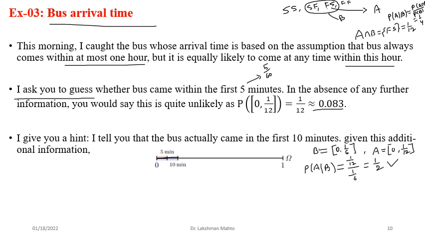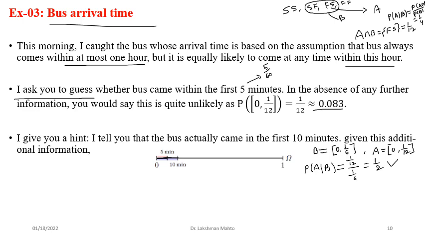In the given information, I provided you that the bus will come in the first 10 minutes. It came in the first 10 minutes. And in the first 10 minutes, the first 5 minutes is what? It is 50% of the first 10 minutes. What is the meaning of 50%, sir? It's 0.5, which means 1 by 2. So from there also you can directly calculate it.